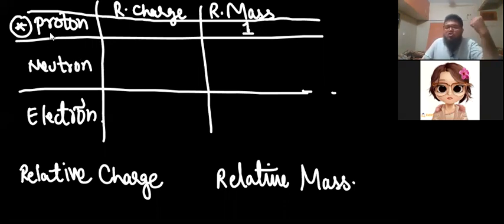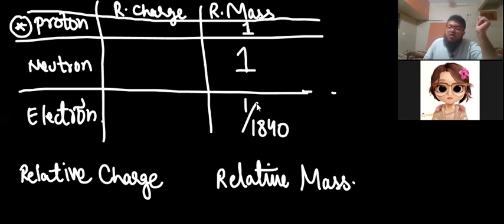Neutron is equal to proton in mass. What did I say? Neutrons have the same mass as the proton, so it will also have a mass of how much? 1. Electron, on the other hand, does not have the same mass as a neutron or a proton. Electron is very, very small as compared to a proton or a neutron. Its mass is 1 upon 1840.